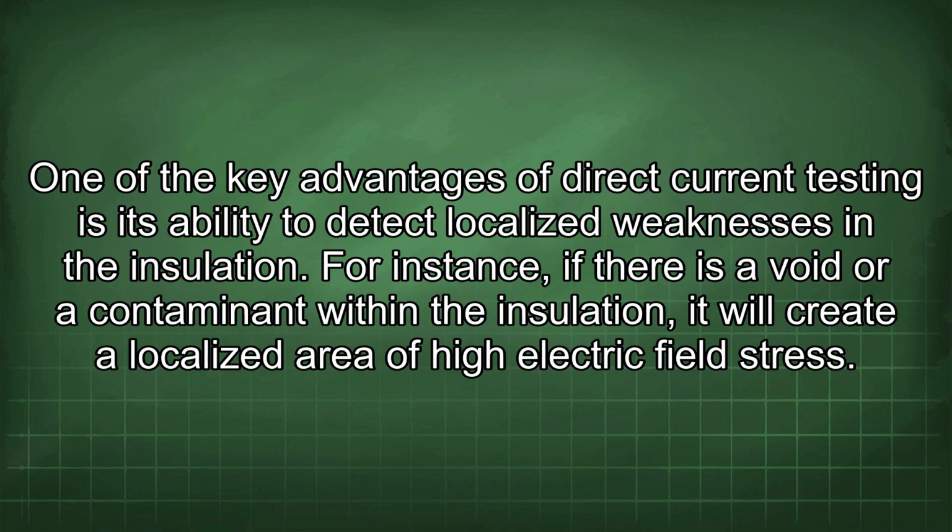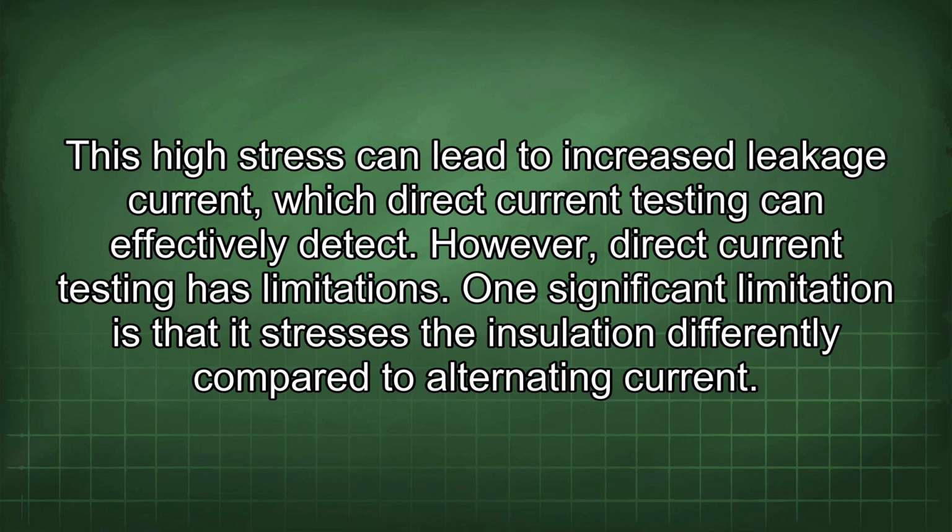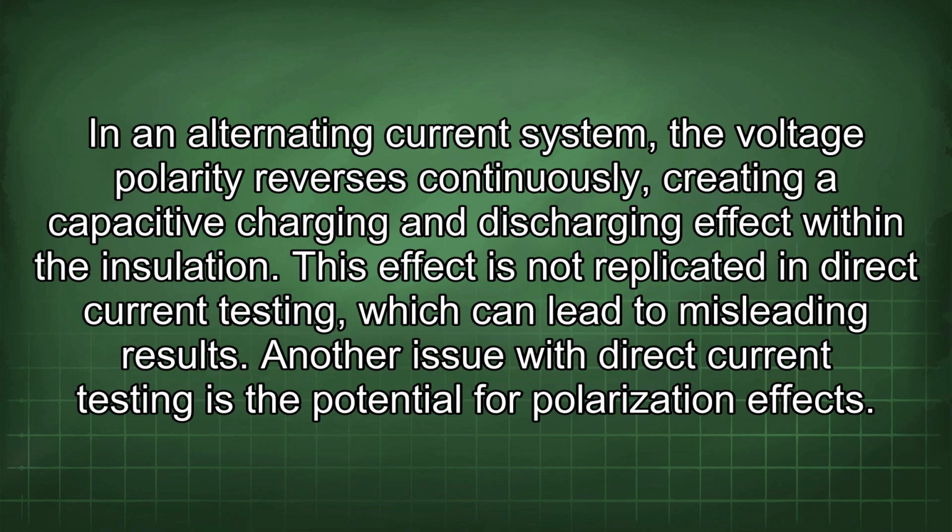One of the key advantages of direct current testing is its ability to detect localized weaknesses in the insulation. For instance, if there is a void or a contaminant within the insulation, it will create a localized area of high electric field stress. This high stress can lead to increased leakage current, which direct current testing can effectively detect. However, direct current testing has limitations. One significant limitation is that it stresses the insulation differently compared to alternating current. In an alternating current system, the voltage polarity reverses continuously, creating a capacitive charging and discharging effect within the insulation. This effect is not replicated in direct current testing, which can lead to misleading results.